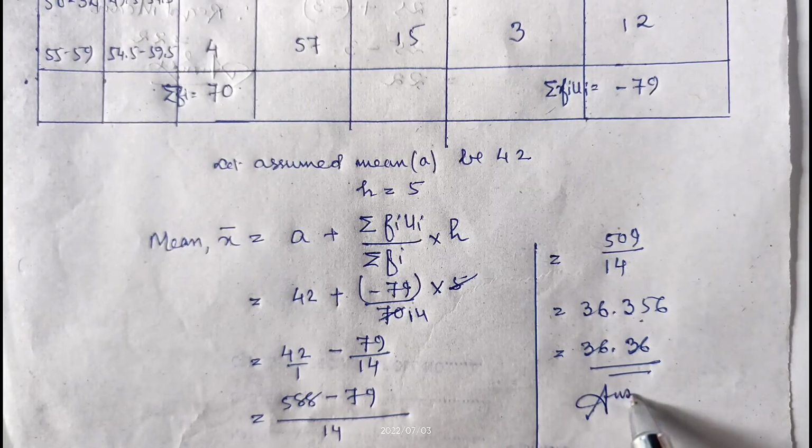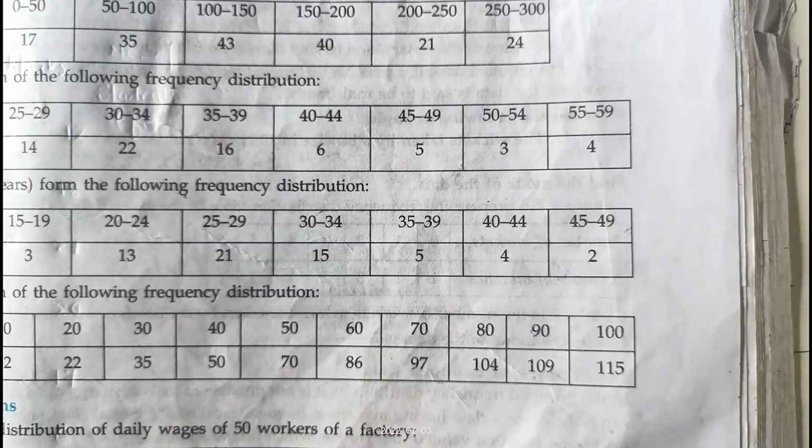So that's the answer. I hope this sum is clear, and the remaining sums of 14a you can do yourself. Already I have shown you the direct method, assumed mean method and step deviation method.